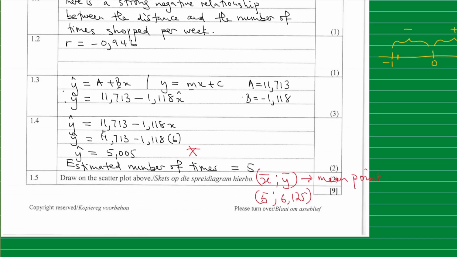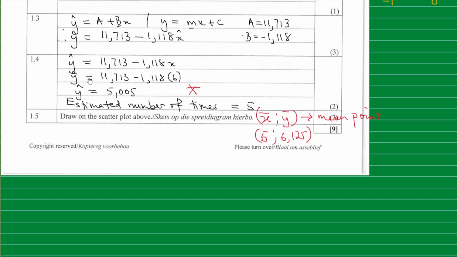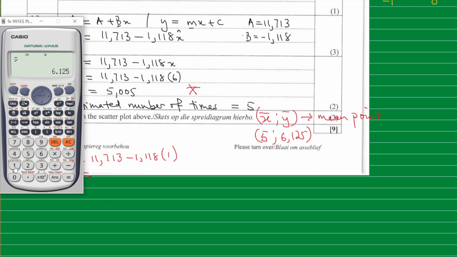So I'll come back to the line now, to the equation. Remember, the equation is y hat is equal to 11.713 minus 1.118 times. So I'm saying if my x value is a 1, what will be the estimated average value? So I'm just literally getting 11.713 minus that. So let me just subtract that one in the calculator.